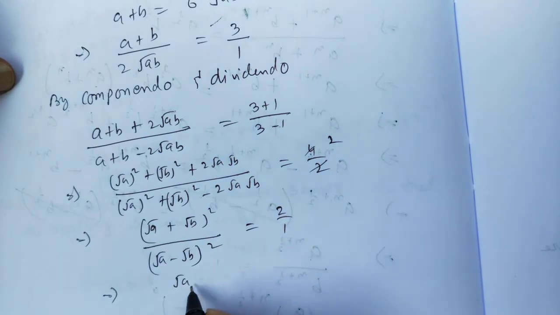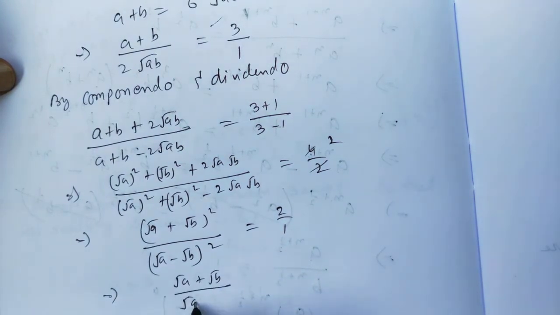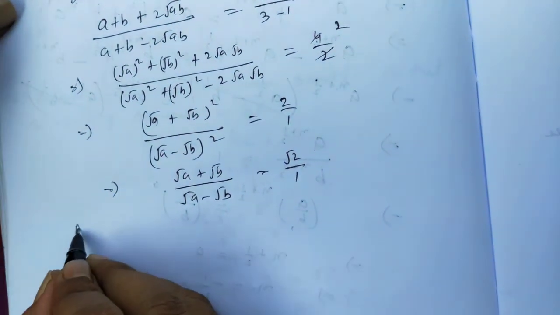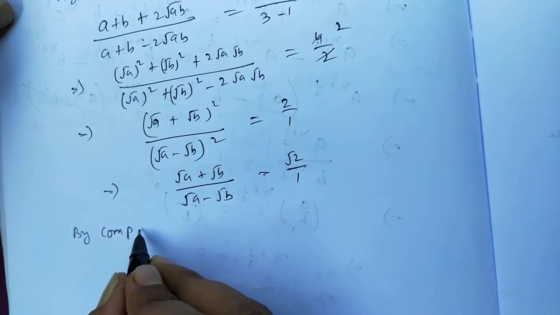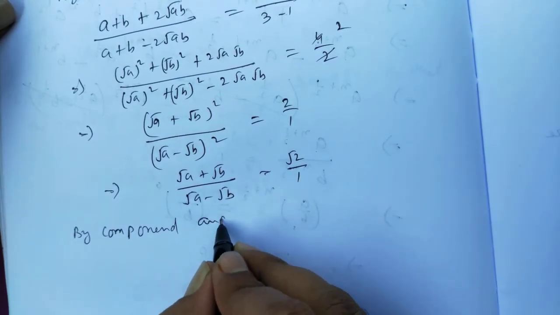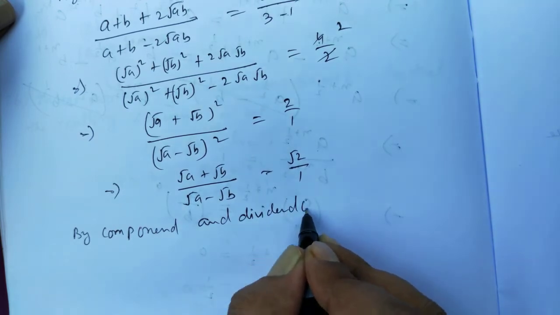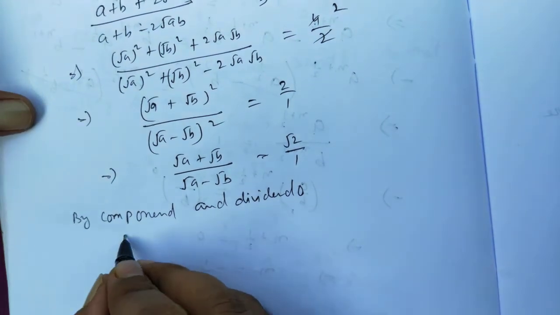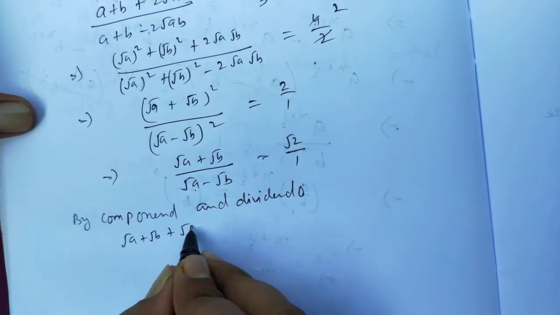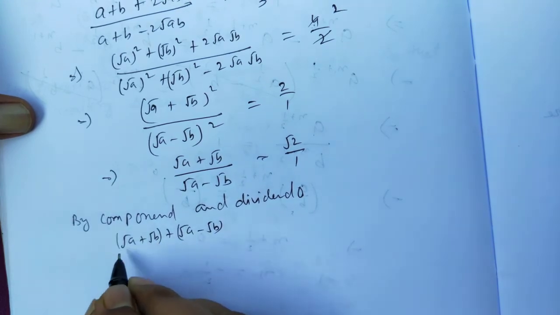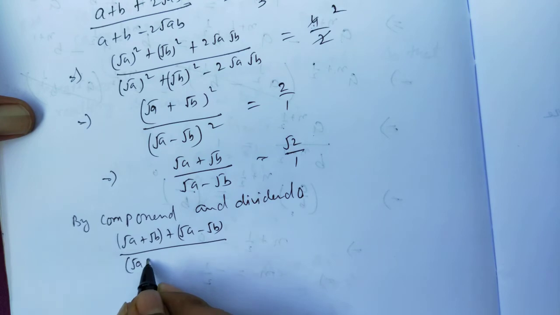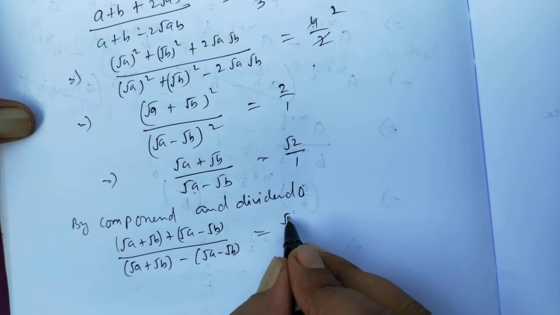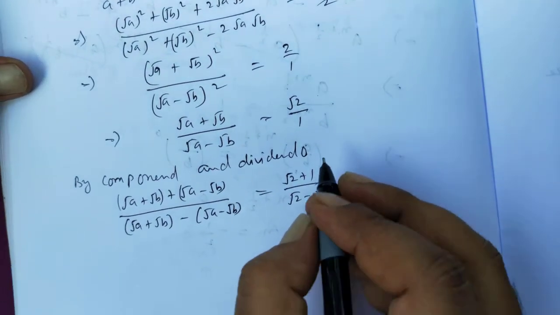If you remove the square, root a plus root b by root a minus root b will be root 2 by 1. Again we'll do by componendo and dividendo. So when you do componendo and dividendo, you have to add both and subtract the denominator, and here root 2 plus 1 by root 2 minus 1.